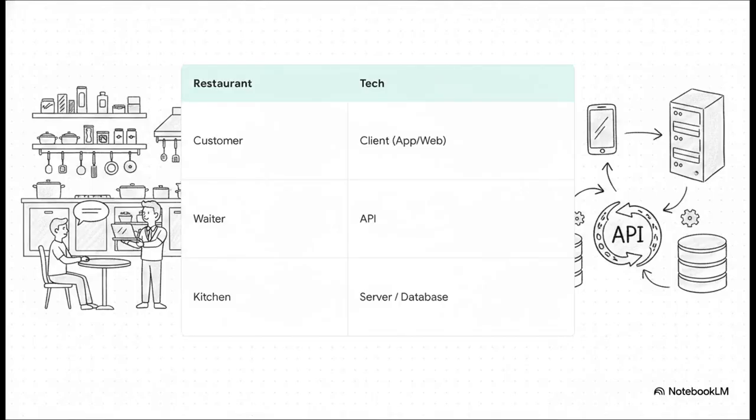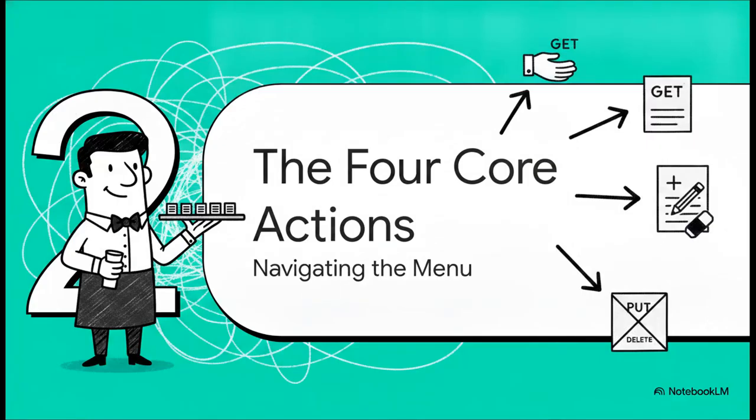You, sitting at the table as the customer, are the client. Think of that like a mobile app on your phone. The kitchen in the back, holding all those raw ingredients, that's your database or server. But to get your order to the kitchen, you need a waiter. And that waiter is your API. It literally takes your request, runs it to the kitchen, and brings your freshly prepared response right back to your table.